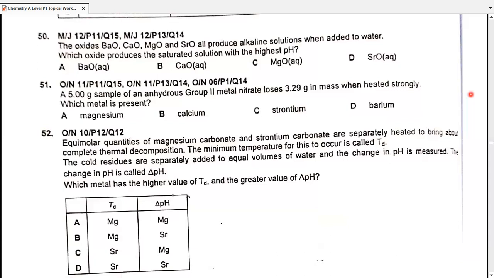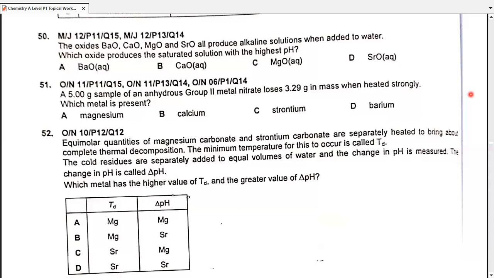Why? First of all, very good. It's correct. That's why, very good. Why? Because 5 grams of something, I don't know. Okay, 3.29 is a little bigger value. So the answer will come out smaller.